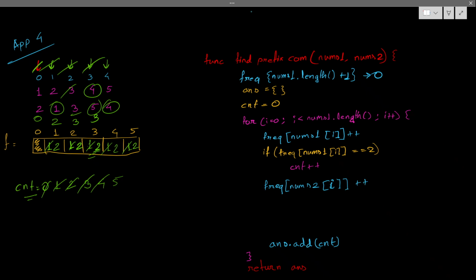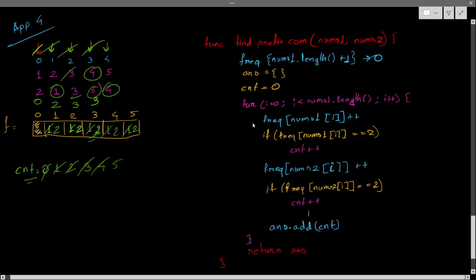And again, I have to check if frequency of nums2 of I equals 2 or not. If it is 2, then again I have to do count plus plus, and at the end I will add the count into my answer. This is the case.